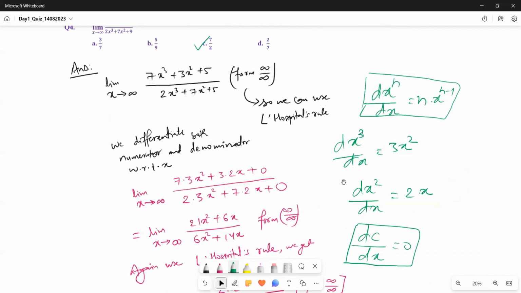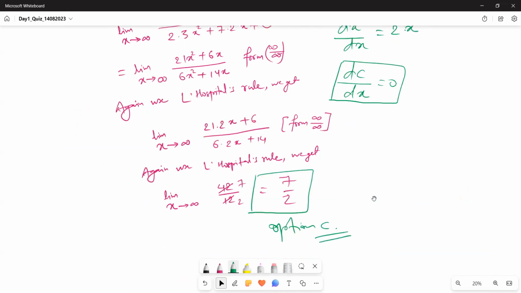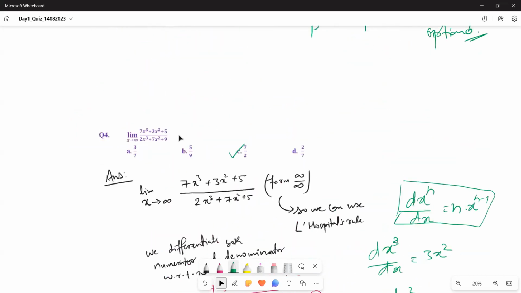This is what we got after all this calculation. So in the exam, if you want to save time, just check whether the higher power terms in numerator and denominator are the same, that is x cube here. So our answer will be the ratio of the coefficient of the higher power term in the numerator to the coefficient of the higher power term in the denominator. So 7 by 2 is the right answer here.